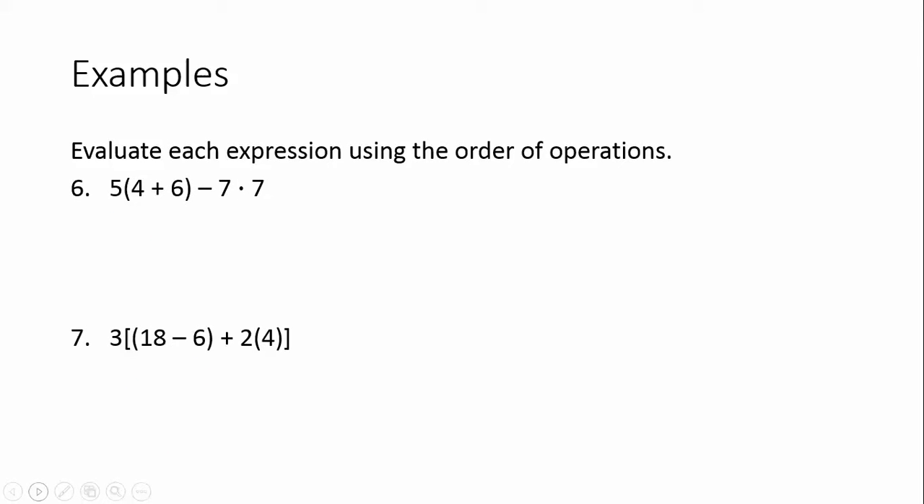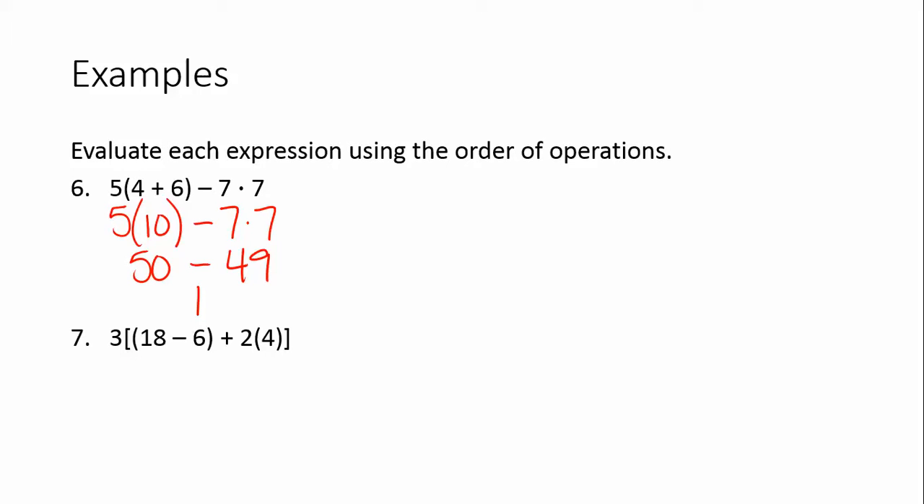Next we have 5 times the quantity of 4 plus 6 minus 7 times 7. So parentheses are done first, so that's 5 times 10. Minus 7 times 7. Now we have multiplication. 50 minus 49, or 1.